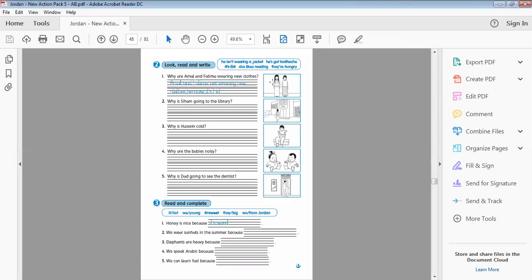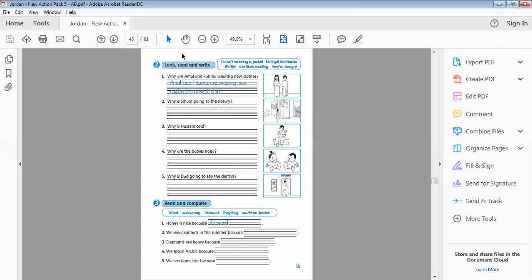Look at the picture. Amal and Fatima are wearing new clothes because it's Eid. Because it's Eid. The result sentence, because, the reason sentence. Okay. Now 2. Why is Siham going to the library?